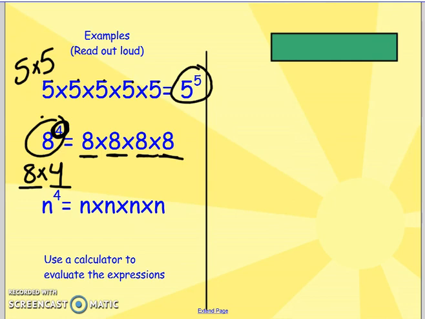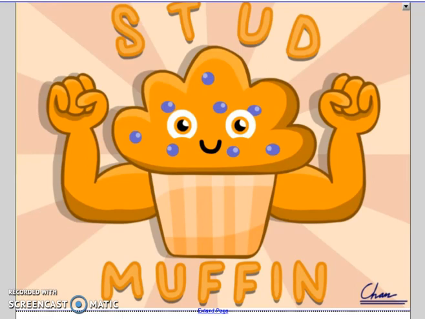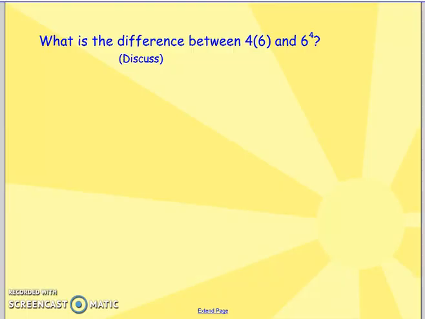So let's go on. And look at you. You are such a stud muffin with your little blueberries and your smiley faces. And yeah, that's you. Keep it up. You've got this. Exponents aren't that difficult.